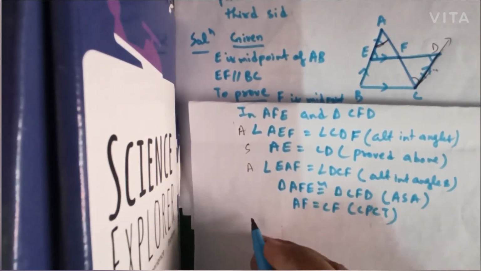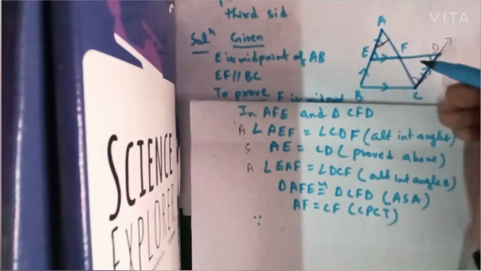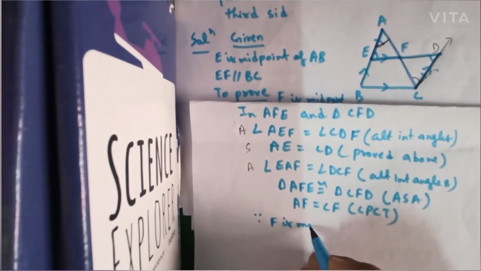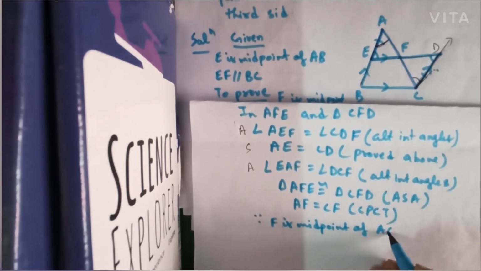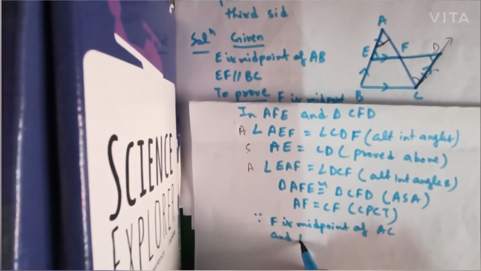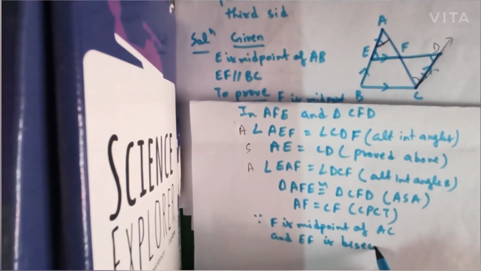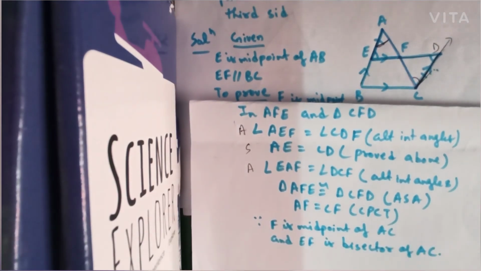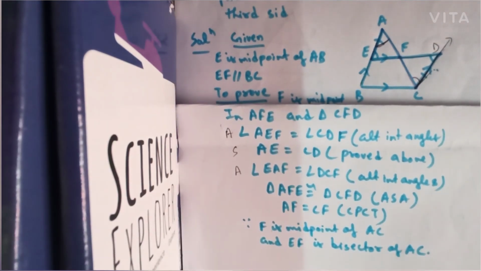So hence it is proved. Since AF is equal to CF, F is the midpoint of AC and EF is the bisector of AC. Okay, hope you have understood the converse of the midpoint theorem.